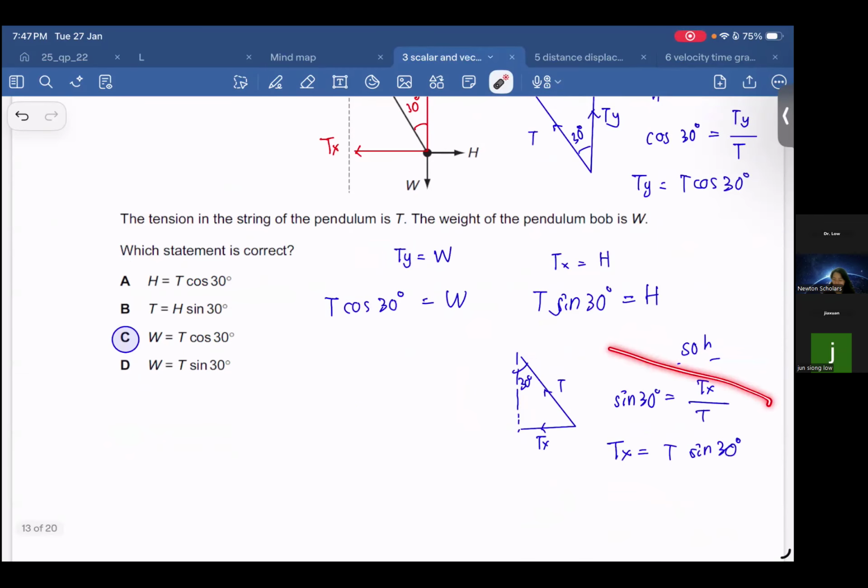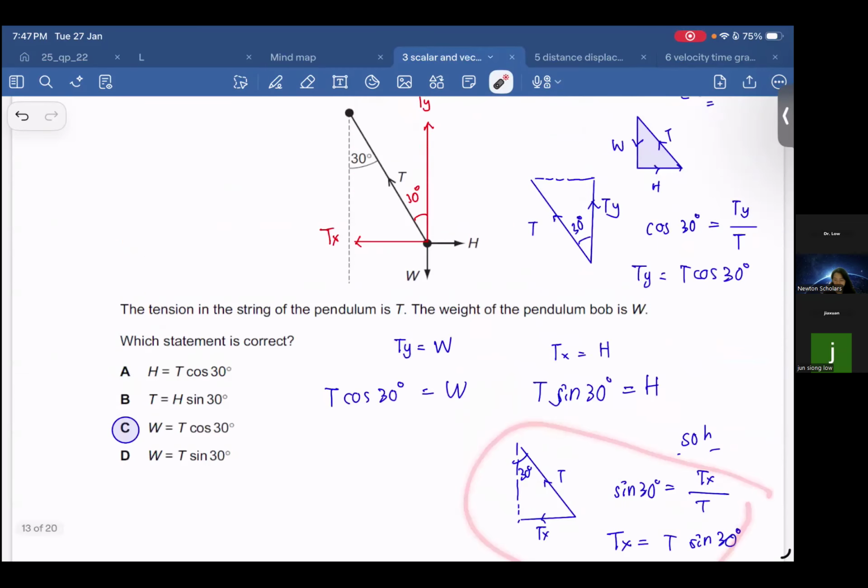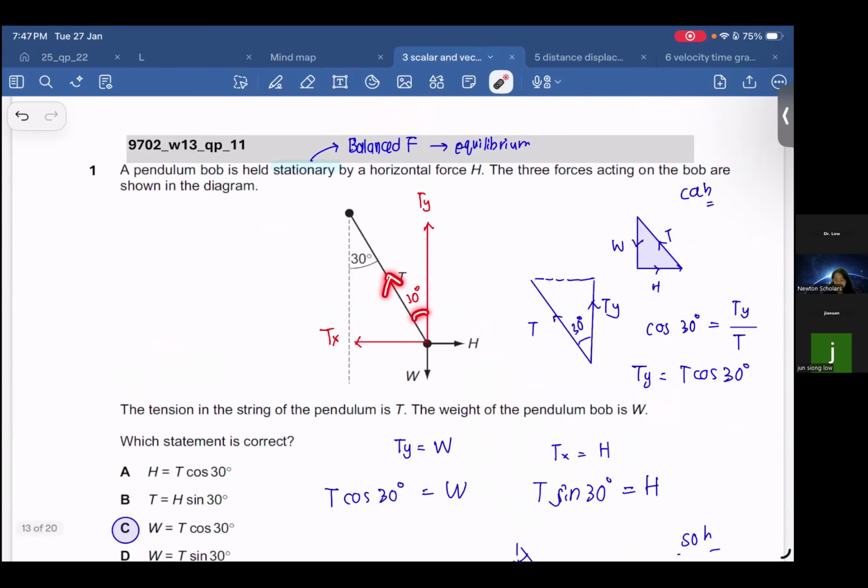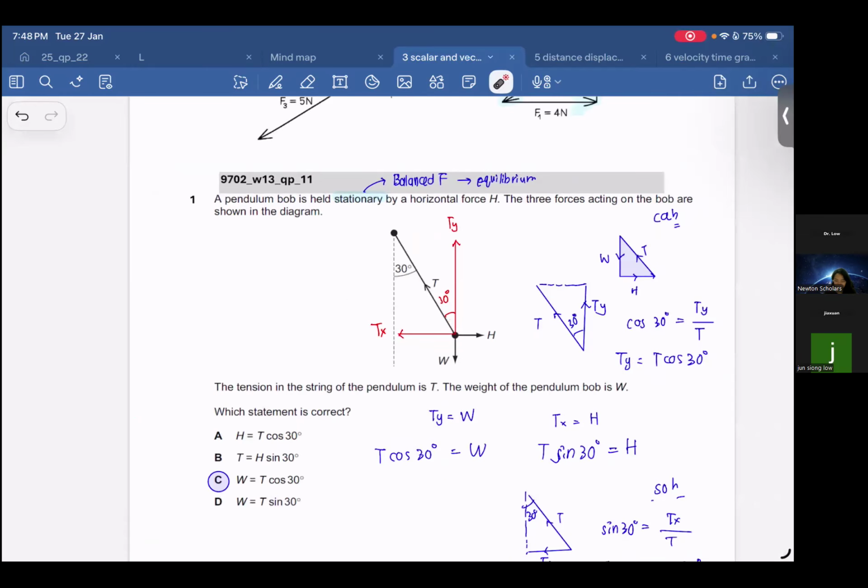Okay, so for this one, in a general way, if there is an angle between T and your resolved vertical component part, you're using cos. T cos 30 degrees is Ty. Here, without any angle, these two are formed at 90 degrees, so it will become T sine 30 degrees. T sine 30 degrees, you get Tx. Okay, this is about resolution of forces.